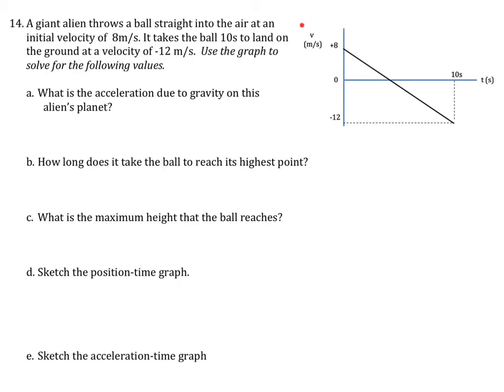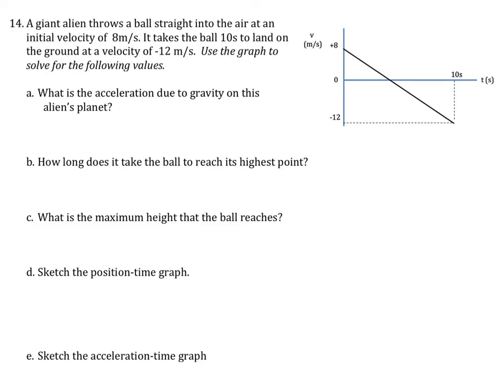So here we have a velocity-time graph. Again, make sure you check what kind of graph you have. You can see it starts at a positive 8 and ends at a negative 8 meters per second velocity. It goes for 10 seconds. We don't know at what point it reaches its highest point, but we're going to solve for that.